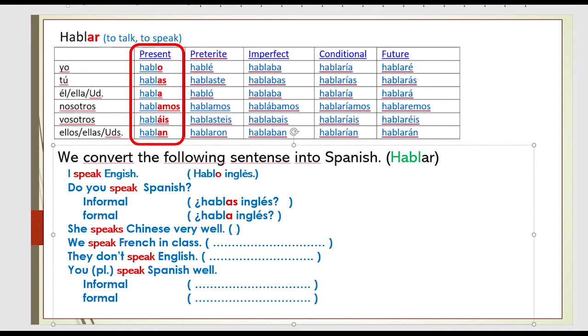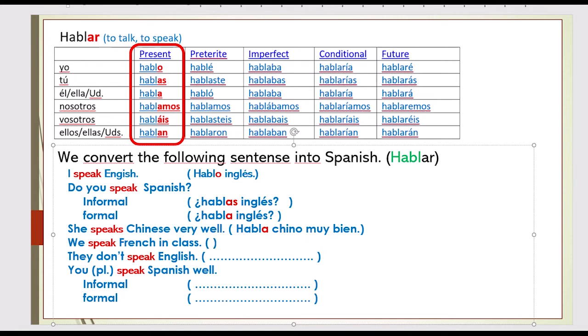The sentence will be changed to ella habla chino muy bien. Very good is muy bien. She speaks Chinese very well. You drop the AR and then add A at the end, just like the formal form of you. And the ella can be omitted. So the final answer will be habla chino muy bien.